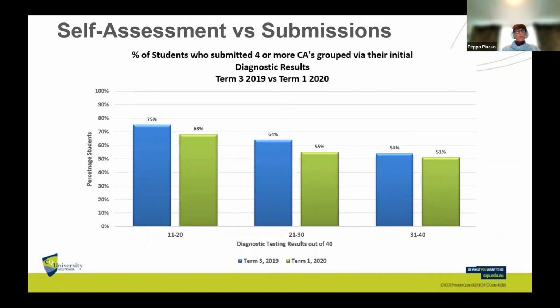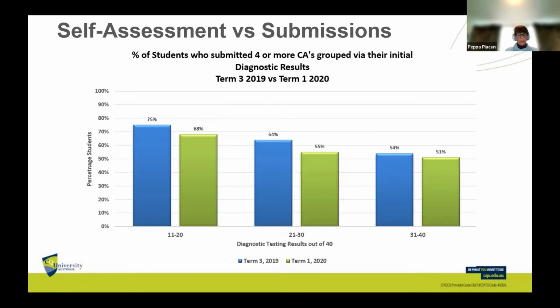So this very broad analysis suggests that there may very well be a relationship between students' initial diagnostic results and their CA submission rates throughout the term, with students who scored lower on their initial self-assessment, in general, submitting more CAs throughout the term. And this could lead us to think that students who believe their computing skills are low at the onset of their studies have a greater level of commitment to completing the formative tasks throughout the term to ensure that their skill set increases.